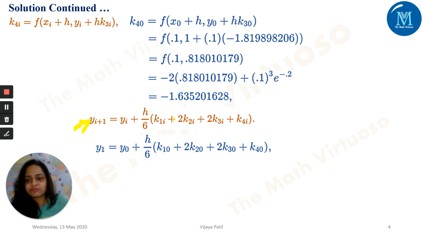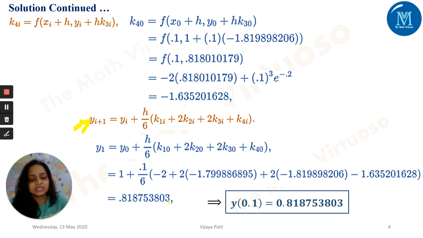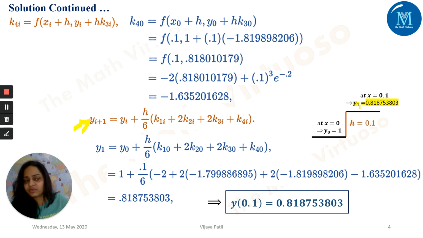So if I keep i equals 1, y1 is equal to y0 plus h by 6 and so on, we will get the value as 0.8187533803. This is nothing but the value of y at x equals 0.1. If you observe, we have taken h equals 0.1 as the height, and we have reached this state. This is what we have got until now.